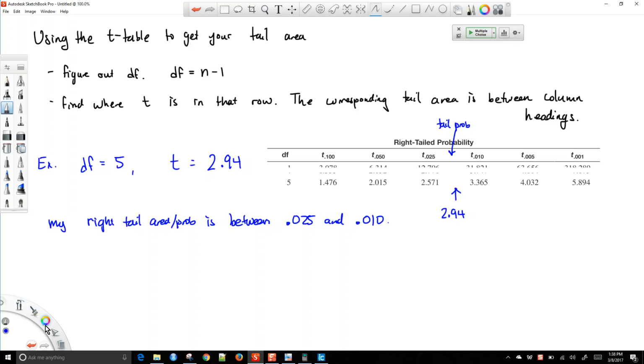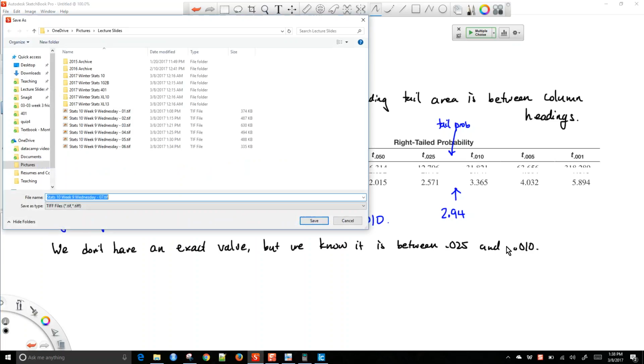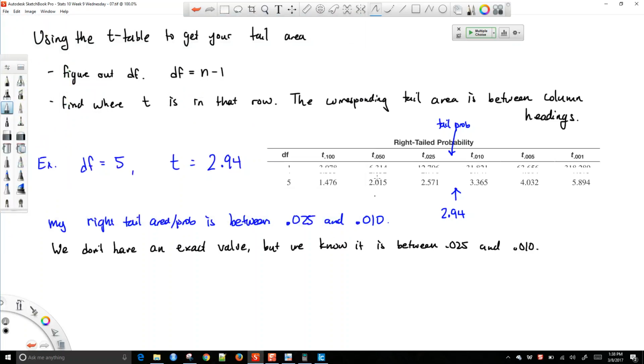Okay, we don't know exactly what the tail area is, but we do know it's between these two values. Okay, so in general, when you use the t-table, you will almost never get an exact tail area. You're just going to say it's between these two areas. Okay, so we don't have an exact value, but that's okay. We know it is between 0.025 and 0.010.